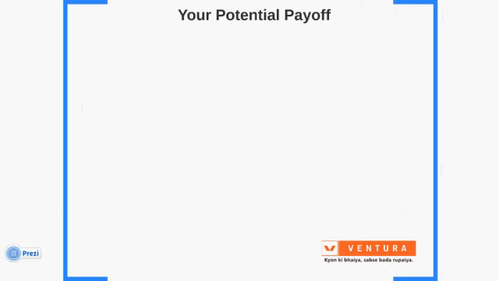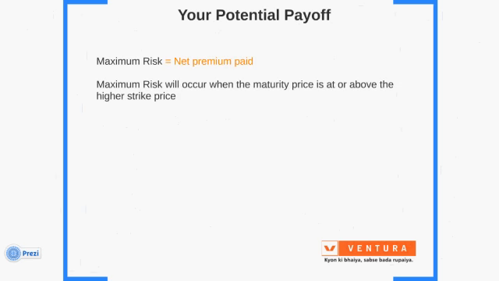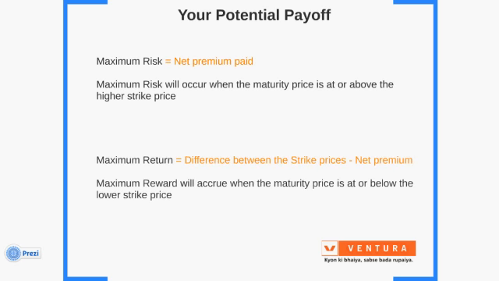Now, what's your potential payoff? As we've explained before, both your risk and return in a bear put spread are limited. The risk is limited to the net premium that you pay. You face the risk the price on maturity may somehow rise to or above the higher strike price. The maximum reward is the difference between the strike prices less the premium you pay. It will accrue when the maturity price is at or below the lower strike price and both options lapse.